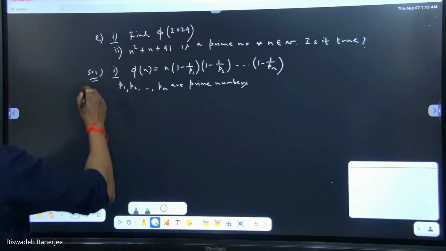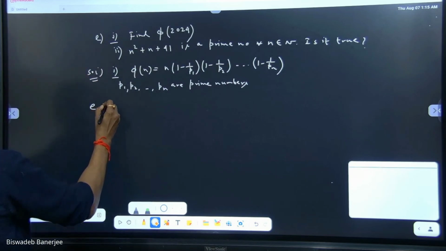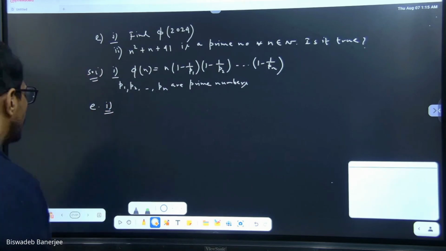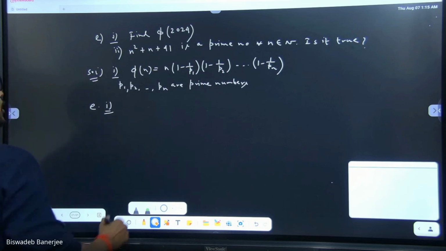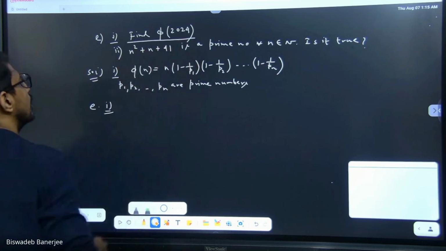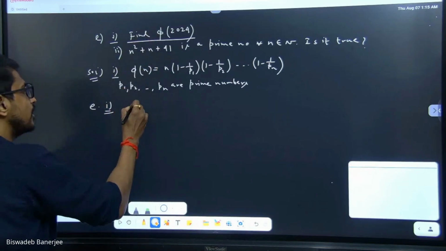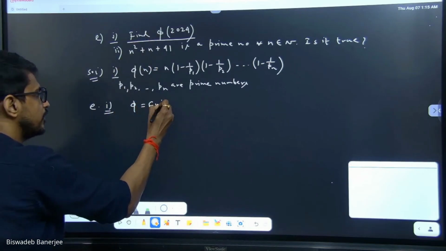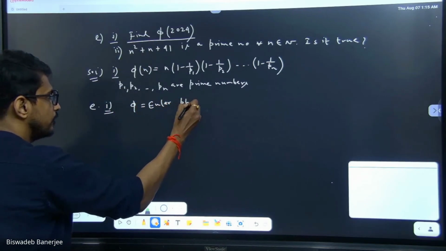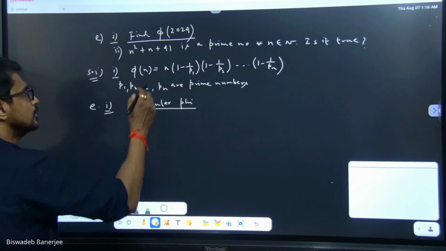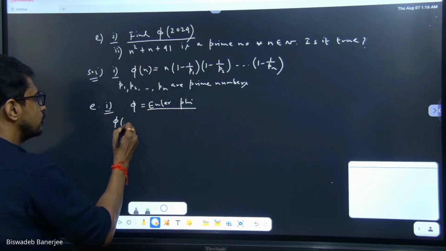And my last question, E, part 1. So what is E part 1? This is called phi of 2024. This type of phi function is called the Euler phi function. So we have to find out phi of 2024.